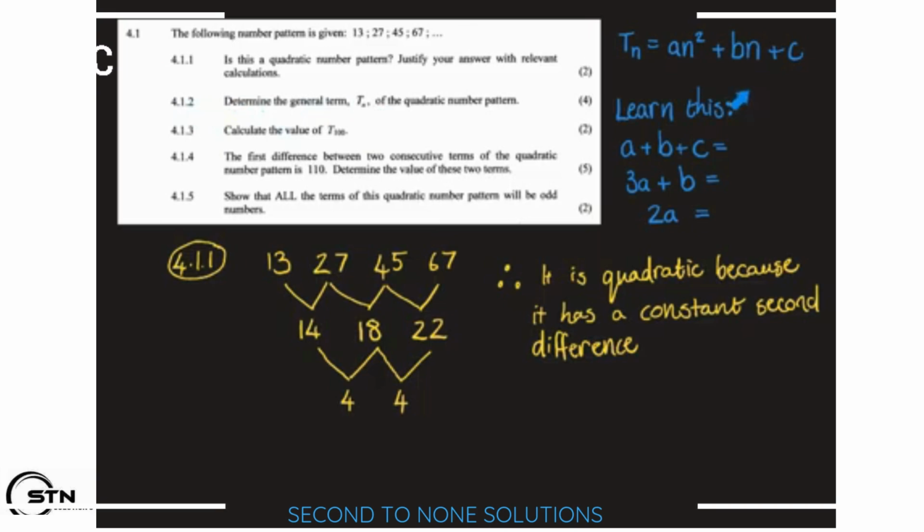4.1.2 is the reason I put this information over here. It's really important that you learn these formulas off by heart. So a plus b plus c, 3a plus b, and then 2a. And that becomes useful when we need to determine the general term of a quadratic number pattern. All of these are linked to the values that are happening only in this first row over here. So let's just circle it using green. And you'll see also that I've written them underneath each other.